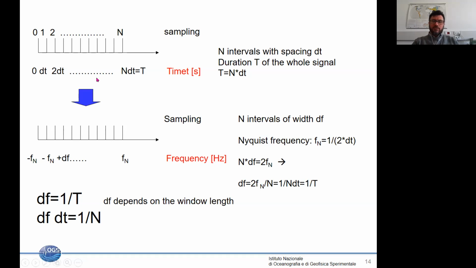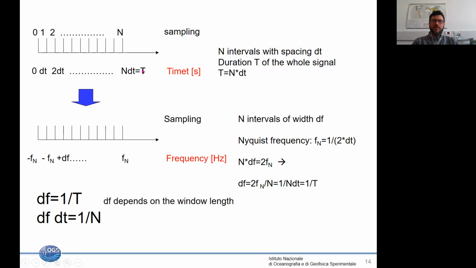When I calculate the Fourier transform, I have to consider two important things: the minimum frequency that I can observe in my signal and the step in frequency of my Fourier transform depend on the total duration of the signal. I give you an example.